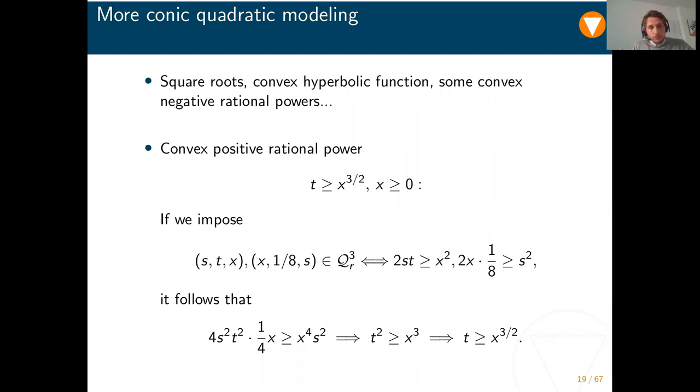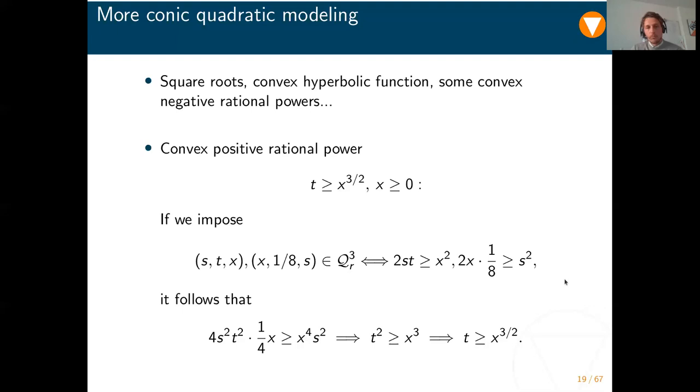A further example that I would like to go through in a bit more detail is the following. Again, it's not important for the rest of the talk that you perform these steps now. I do this because I again want to highlight that there is a lot that you can model with the cones, the quadratic cone in this case, but it also sometimes requires a bit of work. How can you model this inequality: t is greater or equal than x to the 3/2? What you can impose is actually two quadratic constraints using the rotated quadratic cone. If I have s, t, x and the second vector in the rotated quadratic cone, by definition, this just means these two things. This is nothing more than writing out the definition of what it means for a vector to be in the rotated quadratic cone.